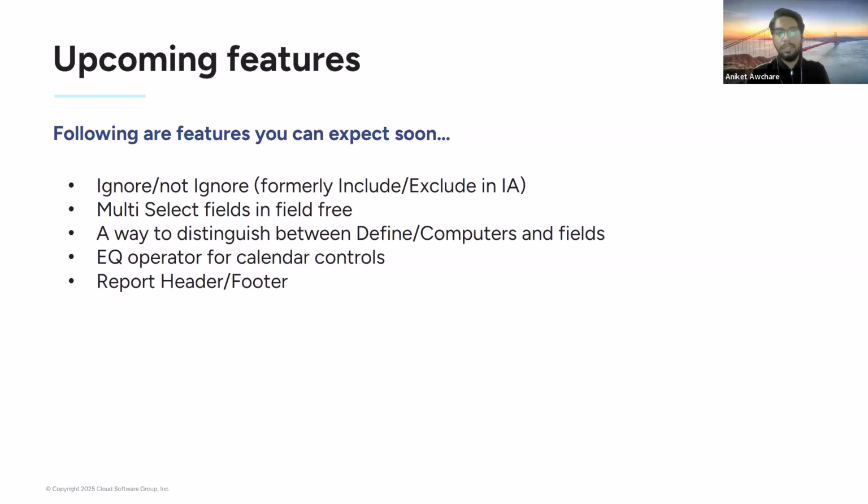So to name the features, we will be introducing ignore, not ignore. This is what we are calling it in Designer, but in IA, it was include and not include. And I'll explain all these features, the difference between IA and Designer, and also try to open some of the IA content in Designer and show you the feature, how it works. Multi-select the fields from the field tree, a way to distinguish, define, and compute.